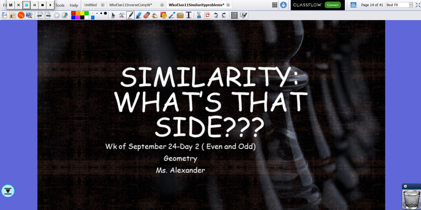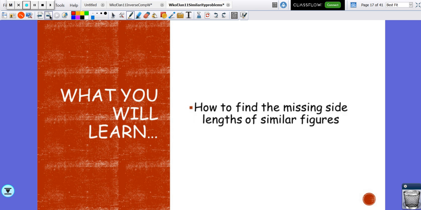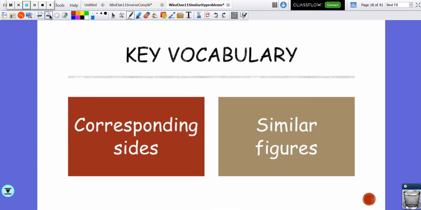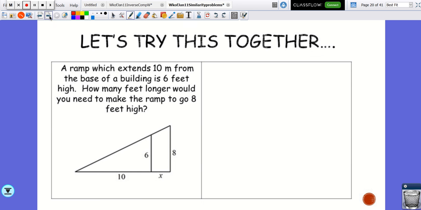Okay, so in class, we've already talked about how to solve for missing sides in similar triangles. So we're going to keep this going. And now we're going to talk about the same vocabulary. You're going to find out how to find the missing lengths of triangles. Now we're going to talk about what happens when the triangles are inside of each other.